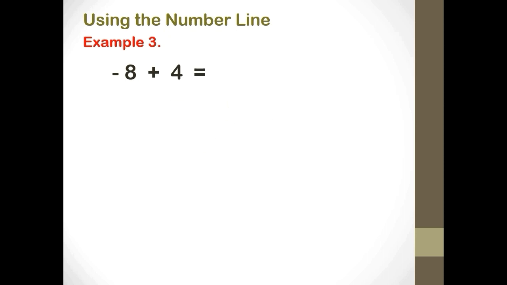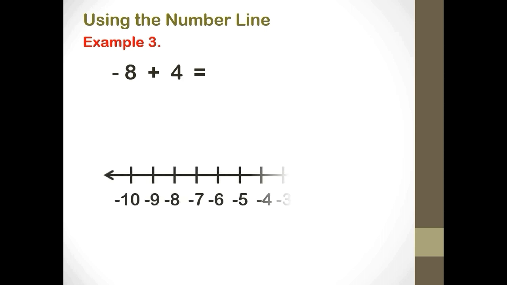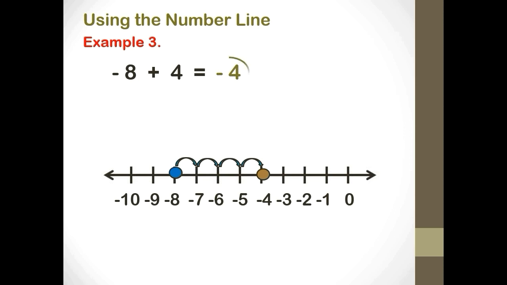Now let us have our third example. Using first the number line method, let us locate -8 on the number line. After that, we determine the direction we're heading. Since we're adding +4, therefore, we're going to move 4 units to the right. Now let us move 1, 2, 3, 4. So where did we stop? At -4. Therefore, our answer is -4.